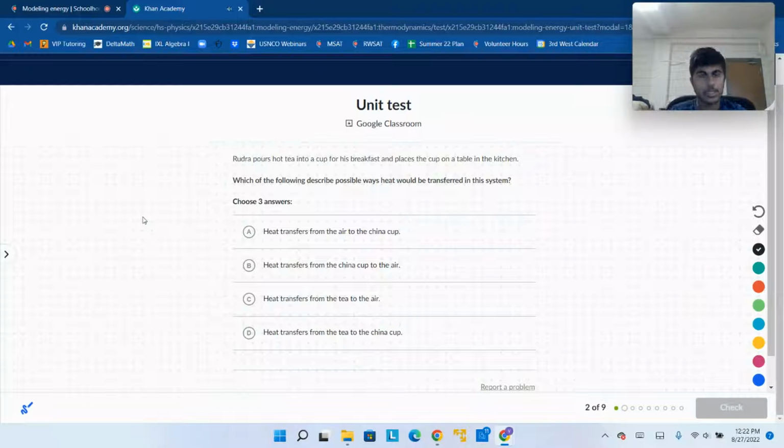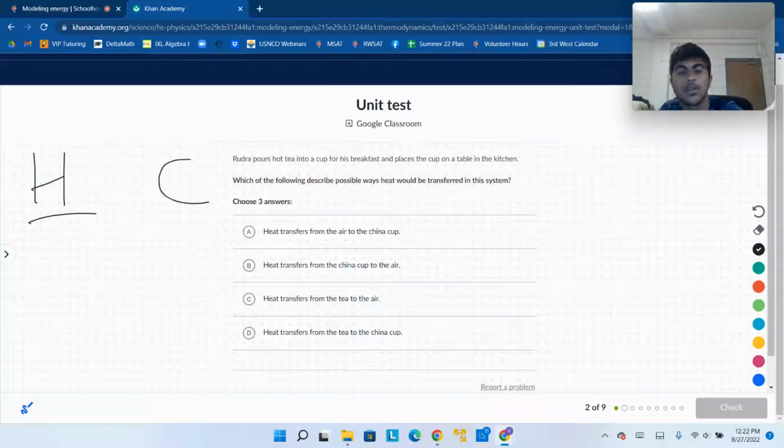Rudra pours hot tea into a cup for his breakfast and places the cup on the kitchen counter. Which of the following would describe possible ways heat would be transferred in this system? Okay, so hot tea in the cup, right? So the tea is hot. Tea's hot. So we can just make a list. Hot, cold, or just not hot.